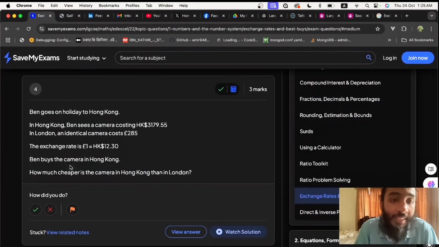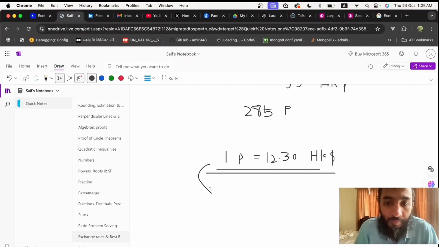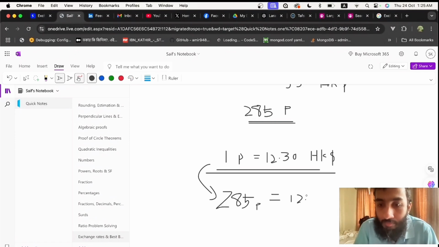Ben buys the camera in Hong Kong with 3,179.55 Hong Kong dollars. How much cheaper is the camera in Hong Kong than in London? What would it have cost in Hong Kong dollars if he had bought it in London? For £1, I get 12.30 Hong Kong dollars. So what is the rate for 285 pounds, because that's what it costs in London? 285 pounds is 12.30 multiplied by 285.